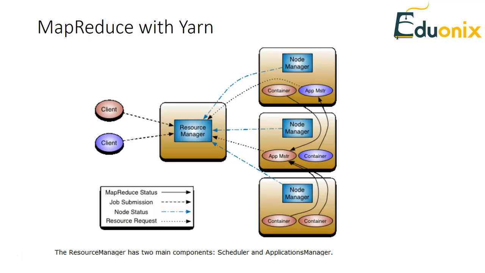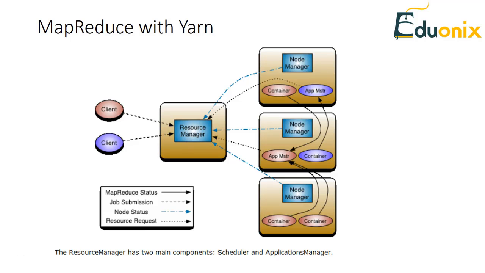Yarn's original purpose was to split up the two major responsibilities of the job tracker and task tracker from Hadoop 1 into separate entities. But the fundamental idea of yarn is to split up the functionalities of resource management and job scheduling and monitoring into separate daemons. This is part of Hadoop 2. We have a global resource manager and per application an application master. An application is either a single job or a directed acyclic graph of jobs.